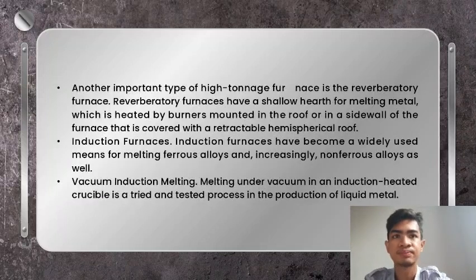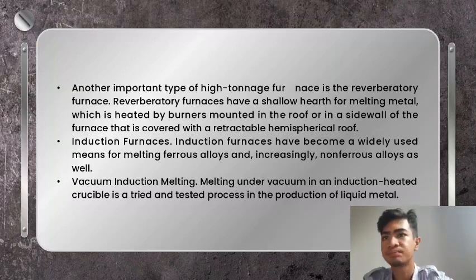Electric arc furnace. One of the furnaces most commonly used to melt steel alloy is the electric arc furnace. A typical EAF is a refractory-lined vessel with a bowl-shaped hearth that is covered with a retractable hemispherical roof. The roof itself may be refractory-lined, or in the case of large furnaces, it may be water-cooled. The roof has several openings through which one or more graphite electrodes can be lowered into the furnace.